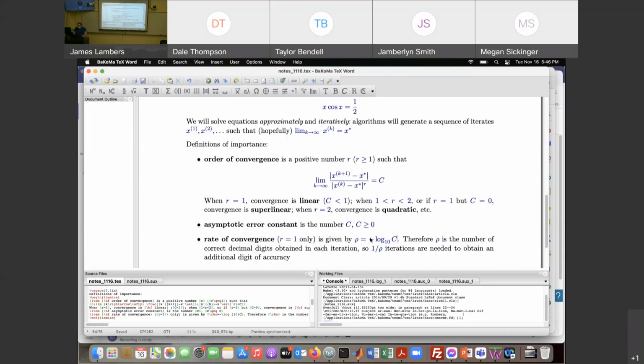So this is helpful in terms of describing how the error is behaving in terms of decimal digits. But what happens if R is greater than 1 is there is no fixed rate of convergence, because the number of digits you are gaining from one iteration to the next is actually increasing. And when we get to those methods, you'll see what I mean.